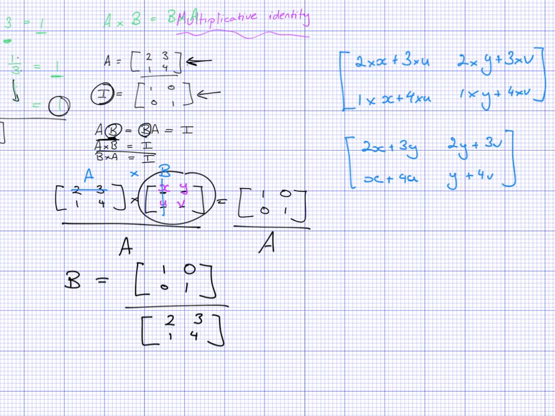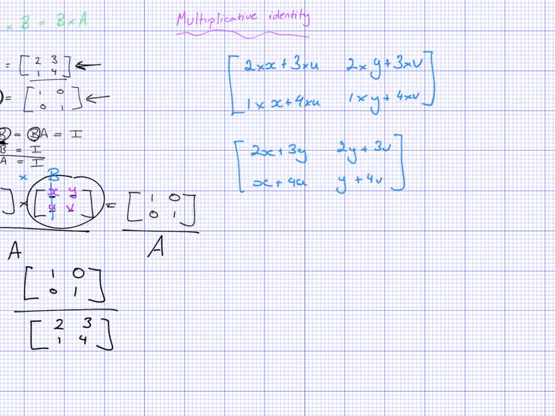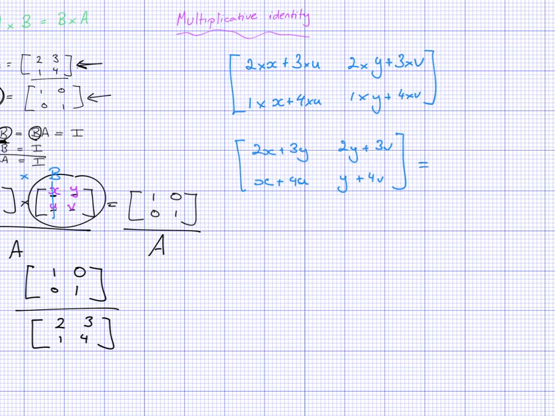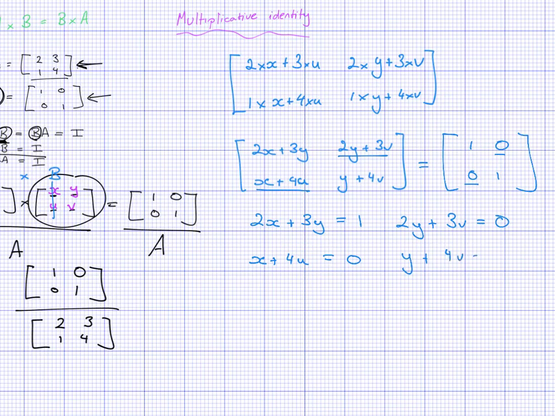Now you might see where this is going, because what we've got now is one matrix on the left-hand side, which is this one here. We've got the x's and y's in, and it equals the one on the right-hand side, which has the zeros and ones. And now, when they're equal, we can just match up the positions, and we can say that 2x plus 3u is the same as 1, oops, not 0, 1. We can say that 2y plus 3v, because it comes from the top right, is the same as this 0 here. We can say that the bottom left is the same, x plus 4u equals 0, and the last one, y plus 4v equals 1.